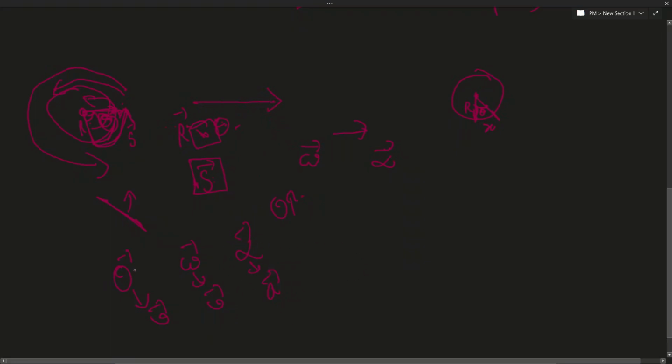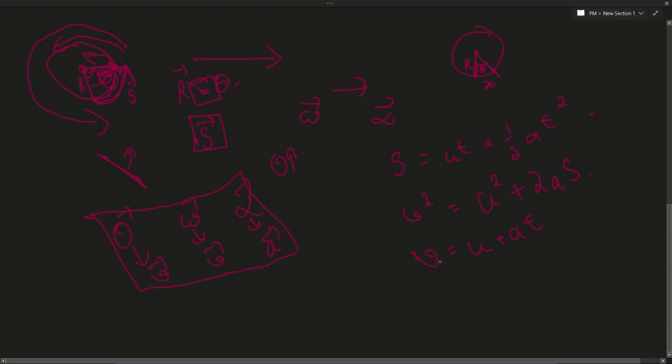So they have three counterparts, and what is amazing is that in Newton's laws of motion, s is equal to ut plus half at square, v square is equal to u square plus 2as, and v is equal to u plus at. These three are the equations of motion that we are familiar with, and the amazing thing is that if we substitute the angular counterparts of these, all these equations turn out to be true.